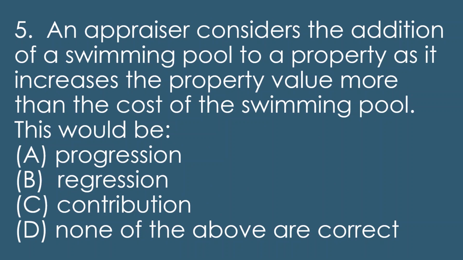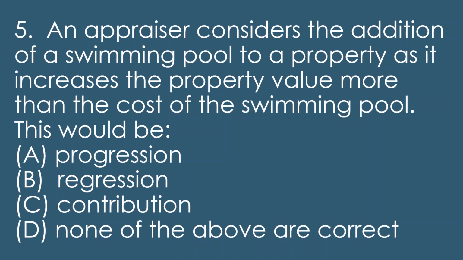5. An appraiser considers the addition of a swimming pool to a property as it increases the property value more than the cost of the swimming pool. This would be A, progression, B, regression, C, contribution, D, none of the above are correct. Well, what are we talking about here? So we're considering an appraiser is looking at the addition of a swimming pool to a property because it increases the property value more than the cost of the swimming pool.